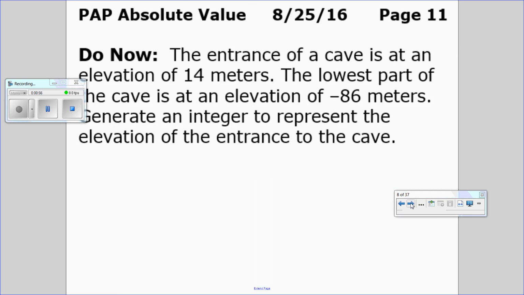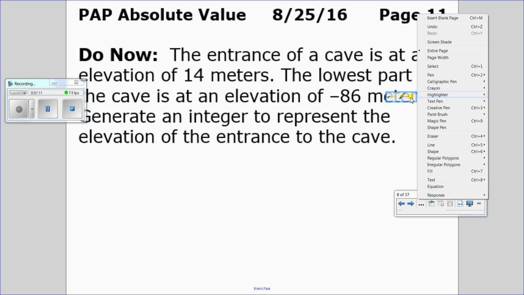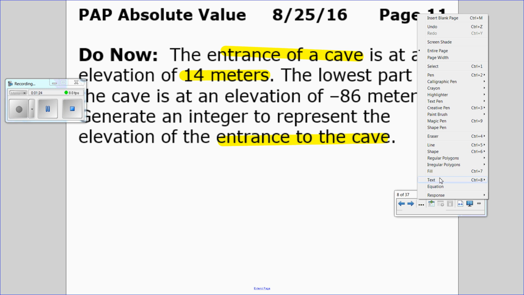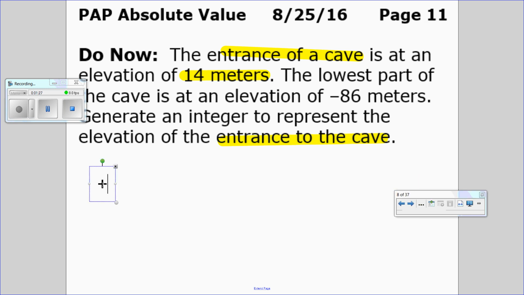Do now: The entrance of a cave is at an elevation of 14 feet. The lowest part of the cave is at an elevation of negative 86 meters. Generate an integer, again a positive or negative whole number that includes 0, to represent the elevation of the entrance to the cave. So the entrance of the cave is 14 meters. It would be represented as positive 14 or 14. Either one is correct.